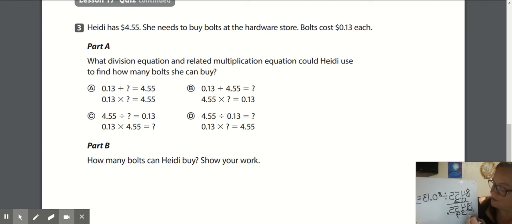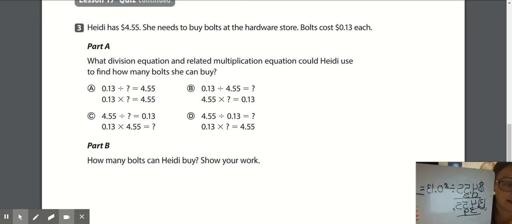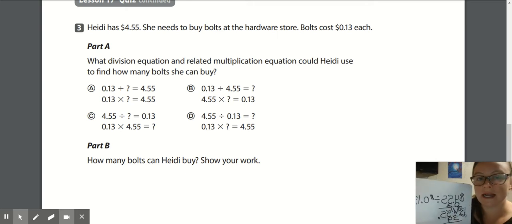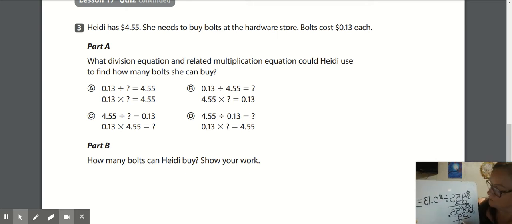Careful, remember, sometimes we have to regroup inside of our division problem. I know I can't take 9 from 5, so I need to regroup. Now I have 15 minus 9. 15 minus 9 is going to give me 6. 3 minus 3 is going to give me 0. So now I have 65.